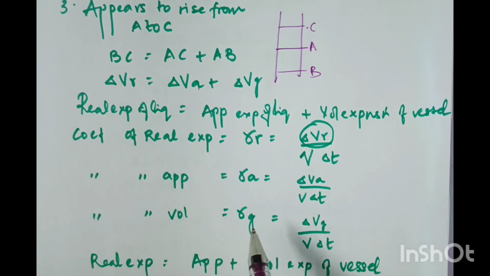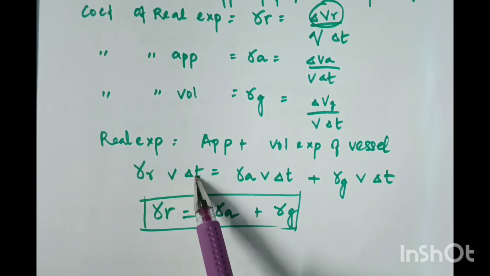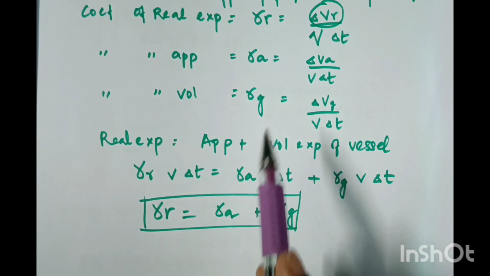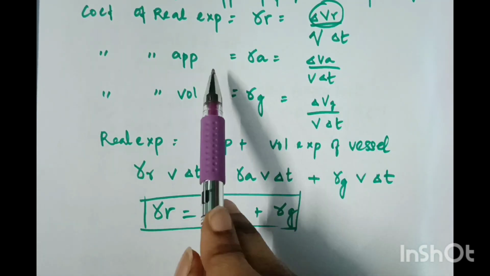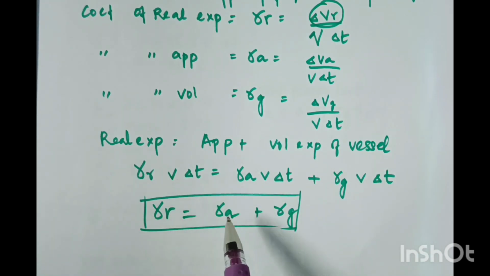Similarly, we write it for the volumetric expansion of the vessel. So from this we can write real expansion equals apparent expansion plus volumetric expansion of the vessel. That is gamma real V delta T equals gamma A V delta T plus gamma G V delta T. Just now we wrote delta V A equals gamma A V delta T, like that. V delta T cancels everywhere, so gamma R, that is real, equals gamma A plus gamma G. So this is the expression we are getting.